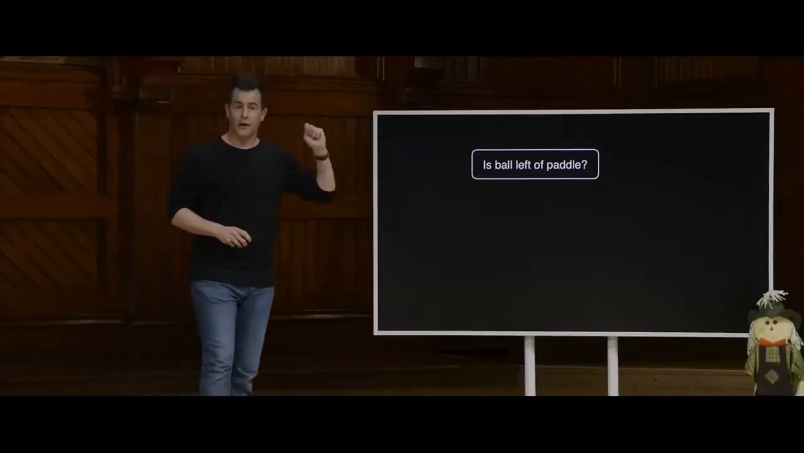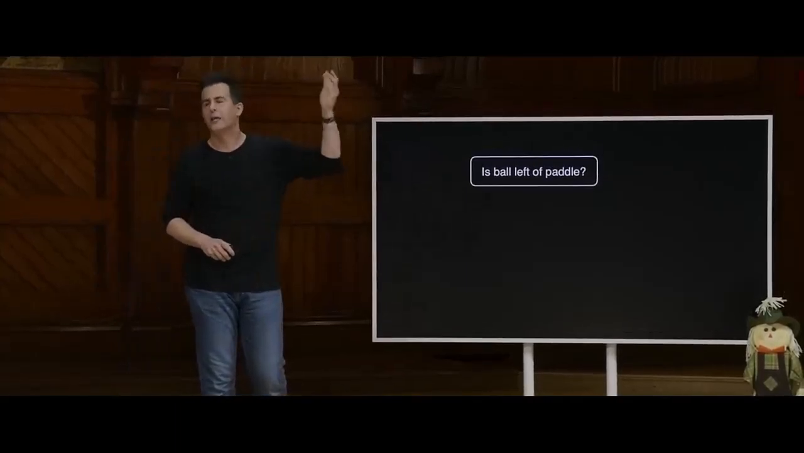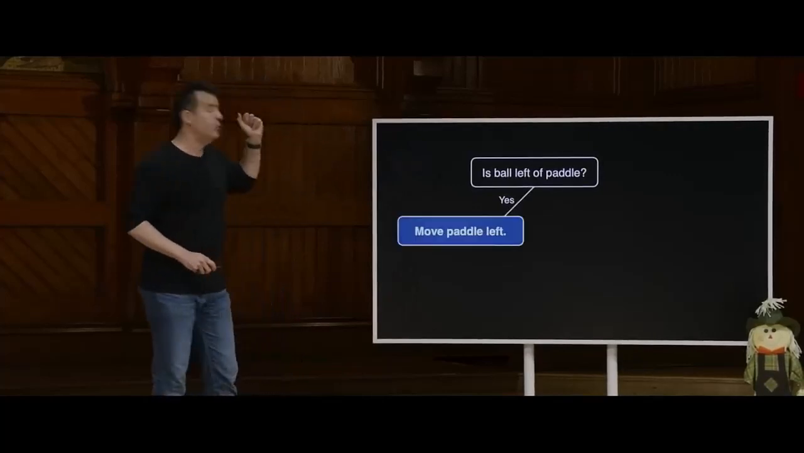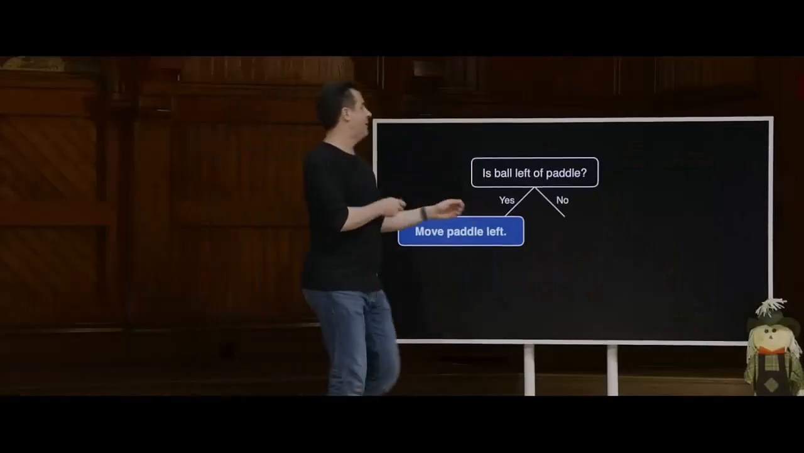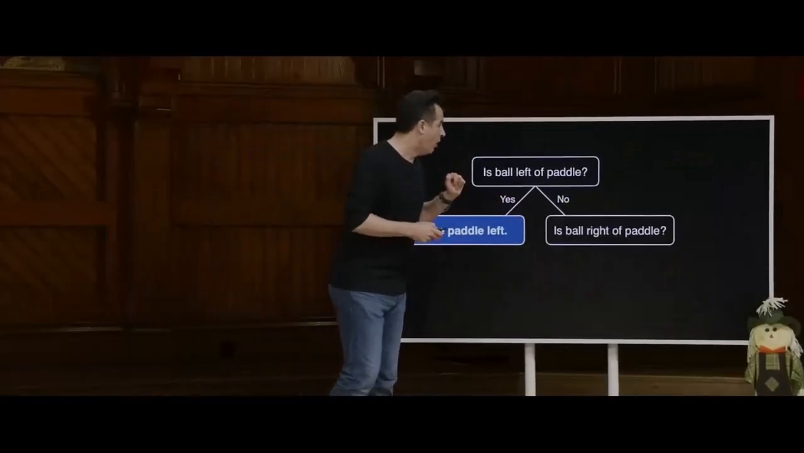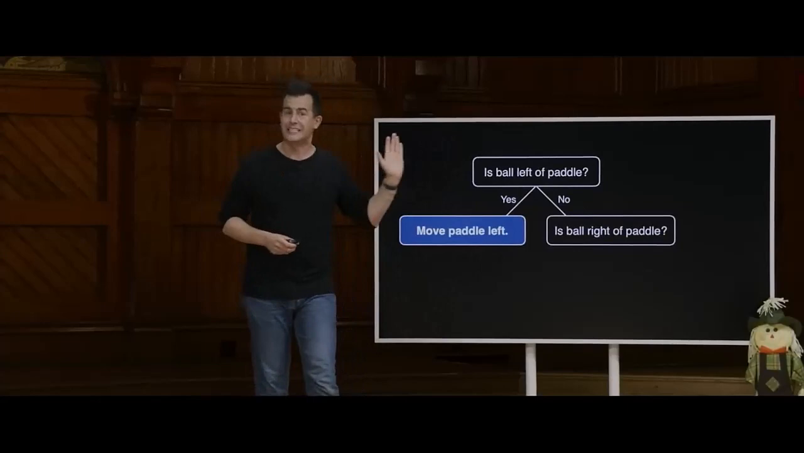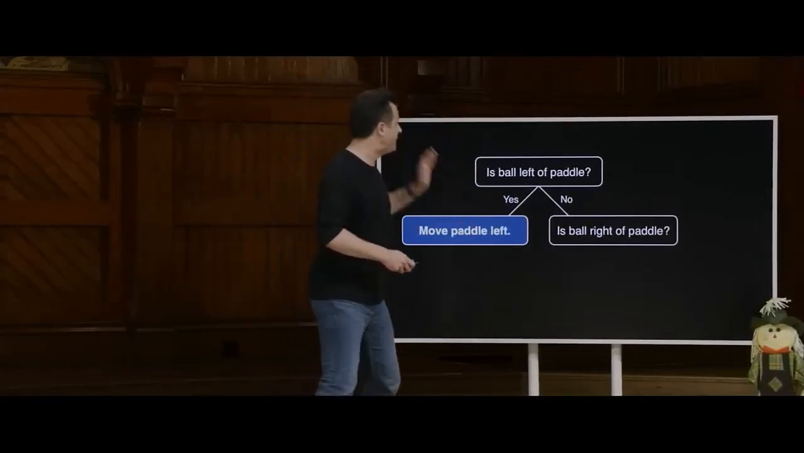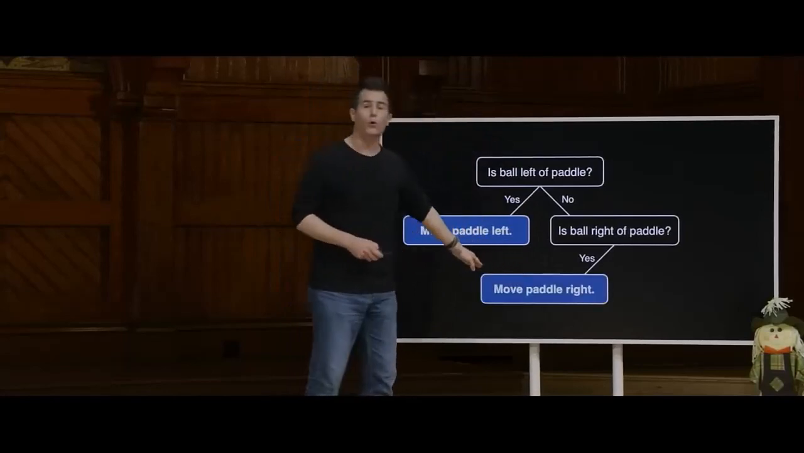Well, if the ball is left of the paddle is a question or a Boolean expression I might ask myself in code. If yes, then I should move my paddle left, as most everyone just said. Else, if the ball is not left of paddle, what do I want to do? Well, I want to ask a question. I don't want to just instinctively go right. I want to check, is the ball to the right of the paddle? And if yes, well then yes, go ahead and move the paddle right.